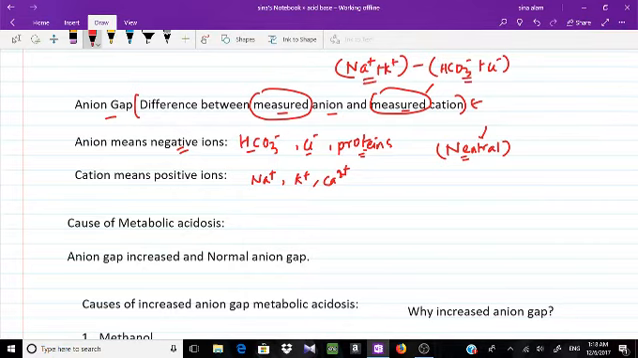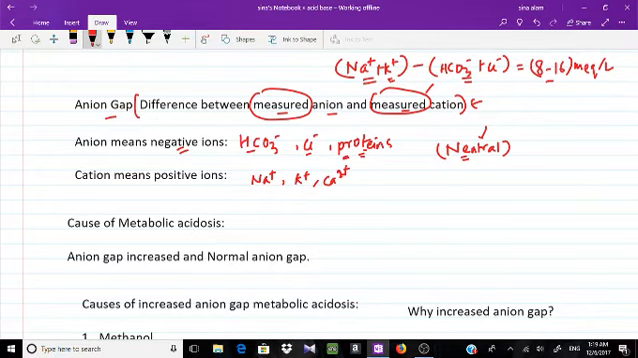If you calculate the amount of them in the extracellular fluid, you'll see there's a gap. That means there are more measured cations than measured anions. And this difference is 8 to 16 milliequivalents per liter. You may ask why there is this gap, because I just told you that in our body the total cations are exactly the same in amount as total anions. But why this gap? Because we cannot measure all the anions, right?